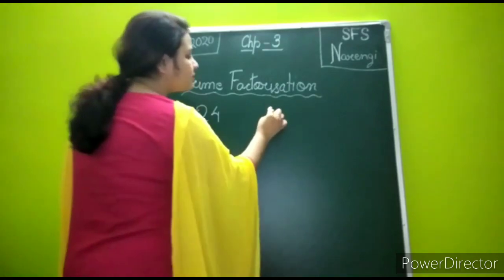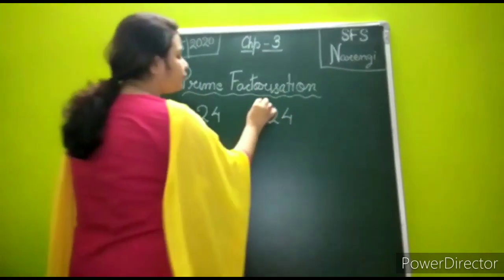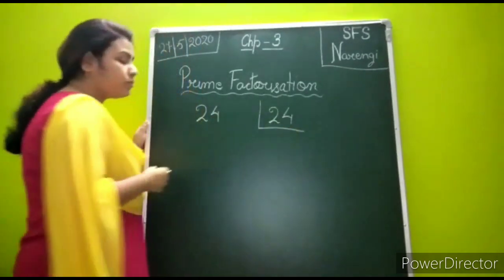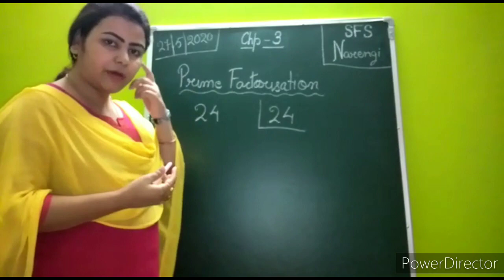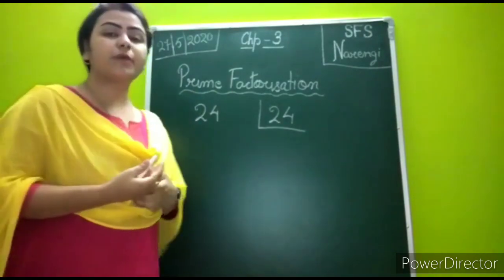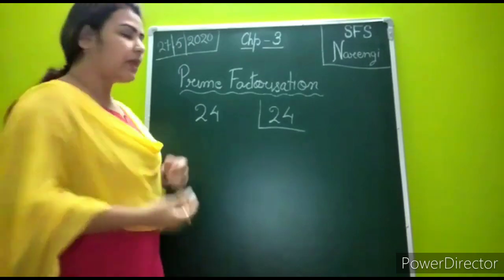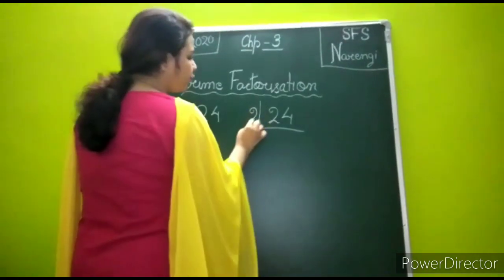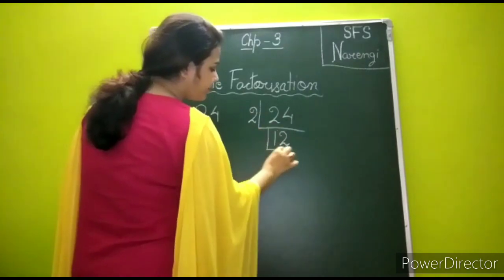Now, suppose I have taken the number 24. So, is 1 a prime number? No. Is 1 a composite number? No. Which is the smallest prime number? 2. Can we divide 24 by 2? Yes, we can divide 24 by 2. 2 1s are 2, 2 2s are 4.